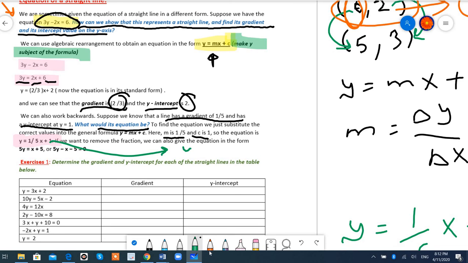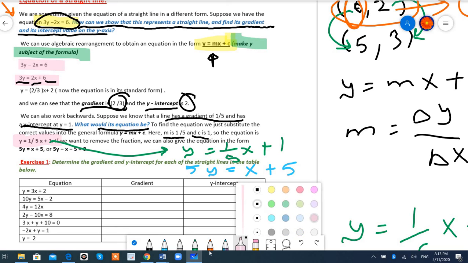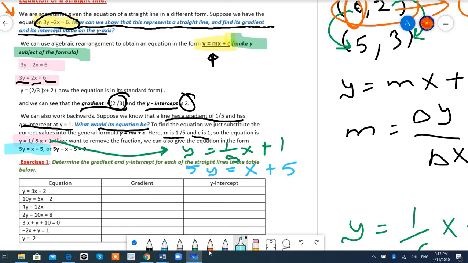Y equals 1/5 x plus 1. If I don't want to write a fraction, we can multiply both sides by 5. So this becomes 5y equals x plus 5, which is the equation they wrote for us here. So 5y equals x plus 5. Okay, so you have another way to find the gradient once you know the equation of the line, like this exercise.